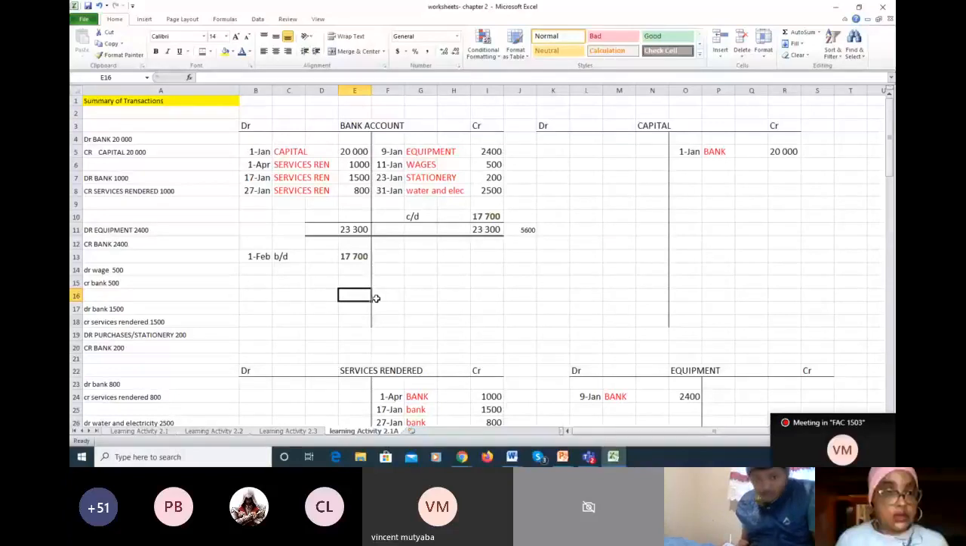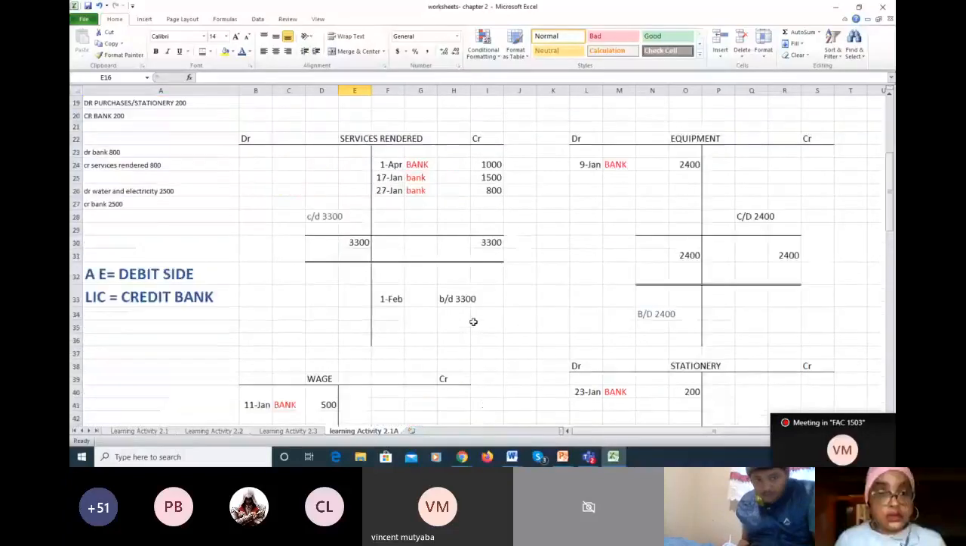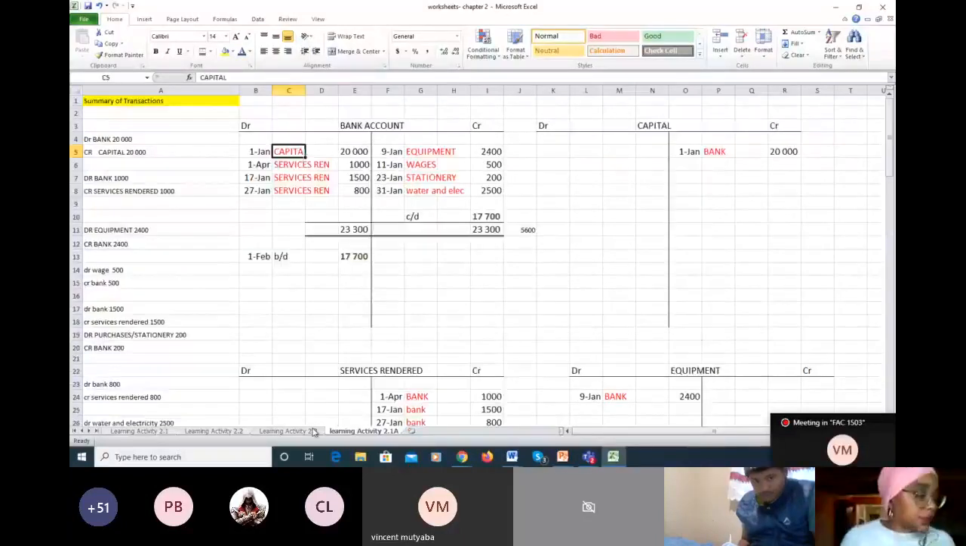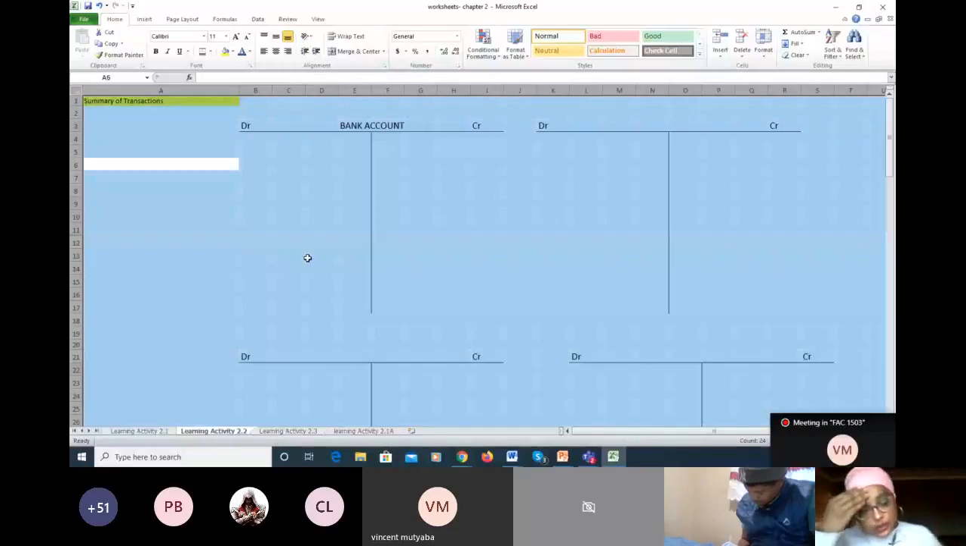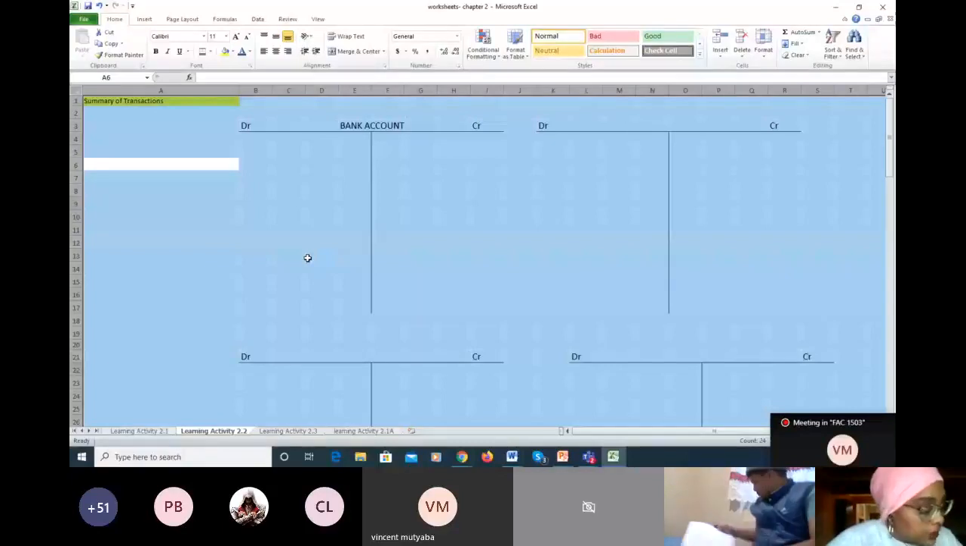Okay, let's start with another one, learning 2.2. Let's look at page 19. I won't have enough time to do all the transactions, so basically I will choose out of the list of transactions, I will just choose 1 or 2 from the list. Okay, so let's look at learning activity 2.2.